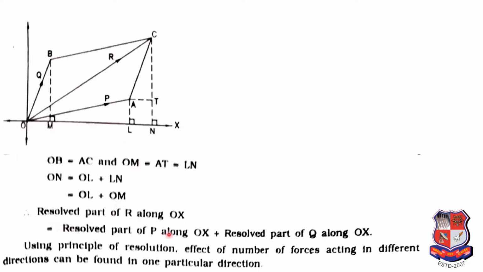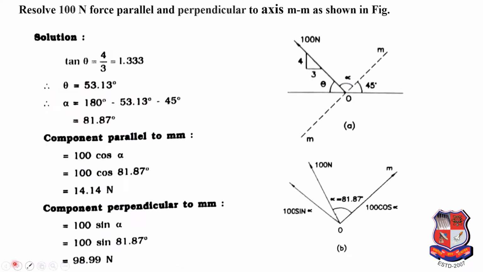So the resolved part of R along OX equals the resolved part of P along OX plus the resolved part of Q along OX. Using the principle of resolution, the effect of a number of forces acting in different directions can be found in one particular direction. Here you see that the resolved part of R along X is equal to the resolved part of P along X plus the resolved part of Q along X. So based on that, we will go for one problem.